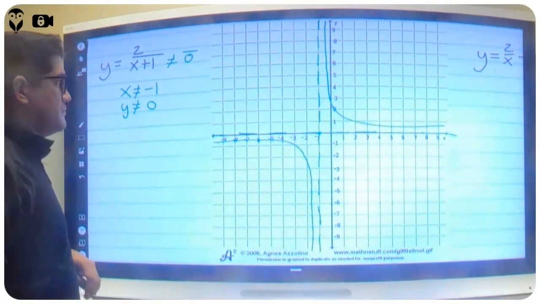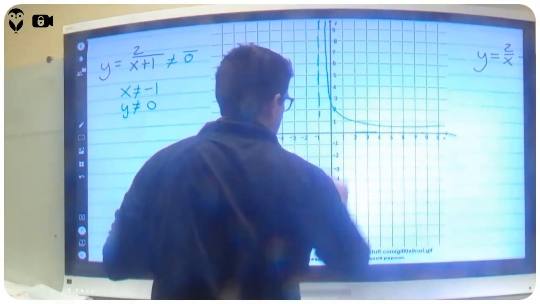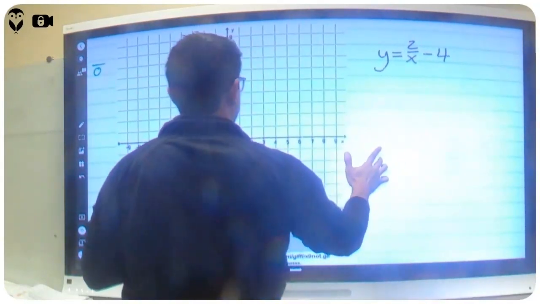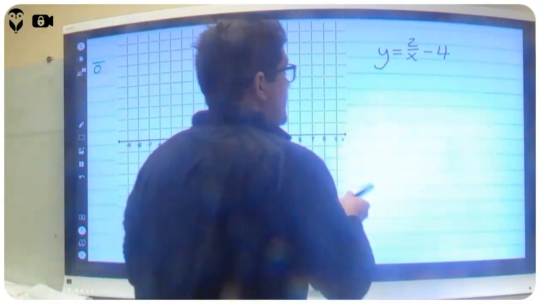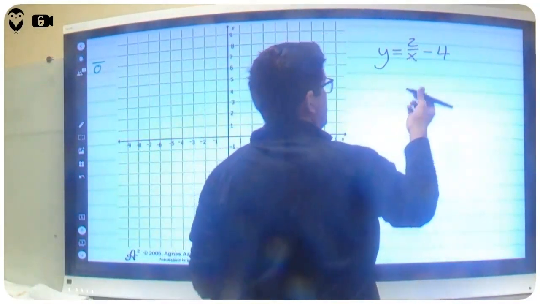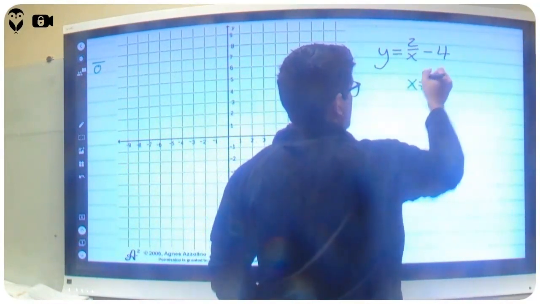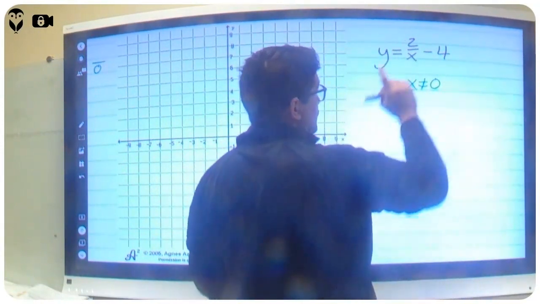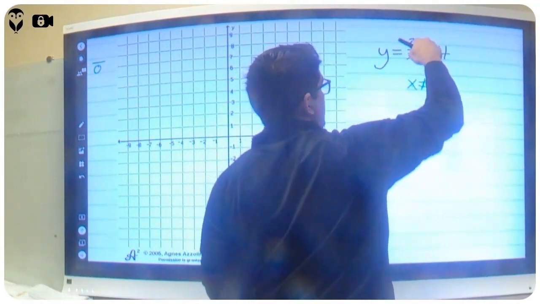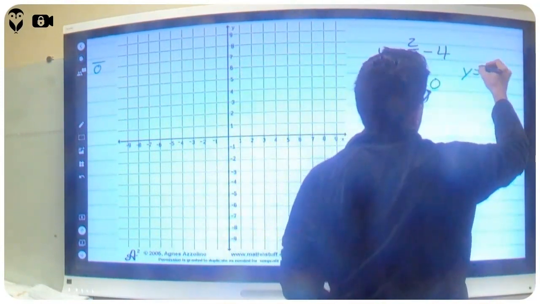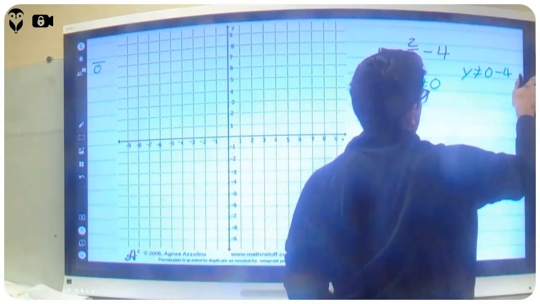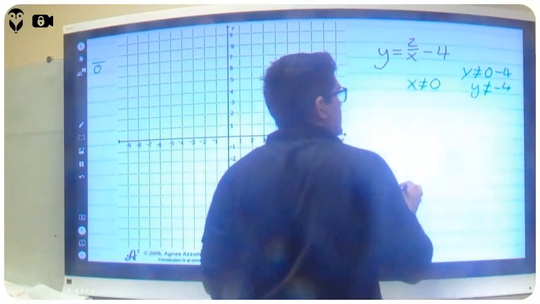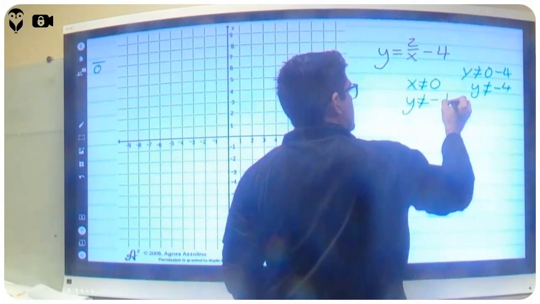Okay, I'm going to erase this so that I can use this graph for my other example over here. Remember, the denominator cannot be 0. That's going to be an easy one. X cannot be 0. That's the excluded value. And for the asymptotes, if this can never be 0, then 0 minus 4 is never going to occur. So y is never going to equal negative 4.